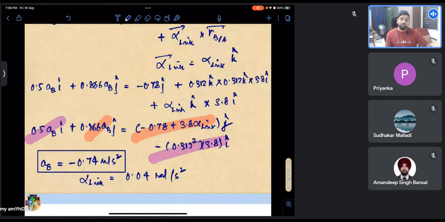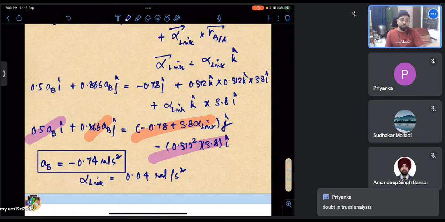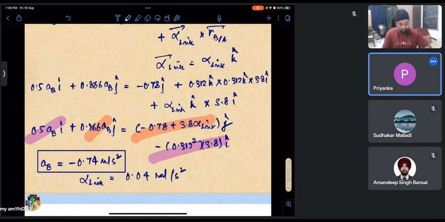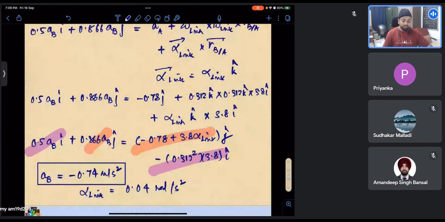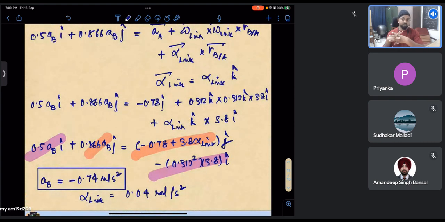So if there are any questions on the way we have solved or anything related to that, I'm happy to take them now. This ends the problems that I wanted to discuss today on relative motion and absolute motion. Next week we will be seeing relative motion in more detail with some more good problems. Yes, a doubt in truss analysis? Yes, please go ahead. I am not readily remembering which problem it is, but I'll surely address it.